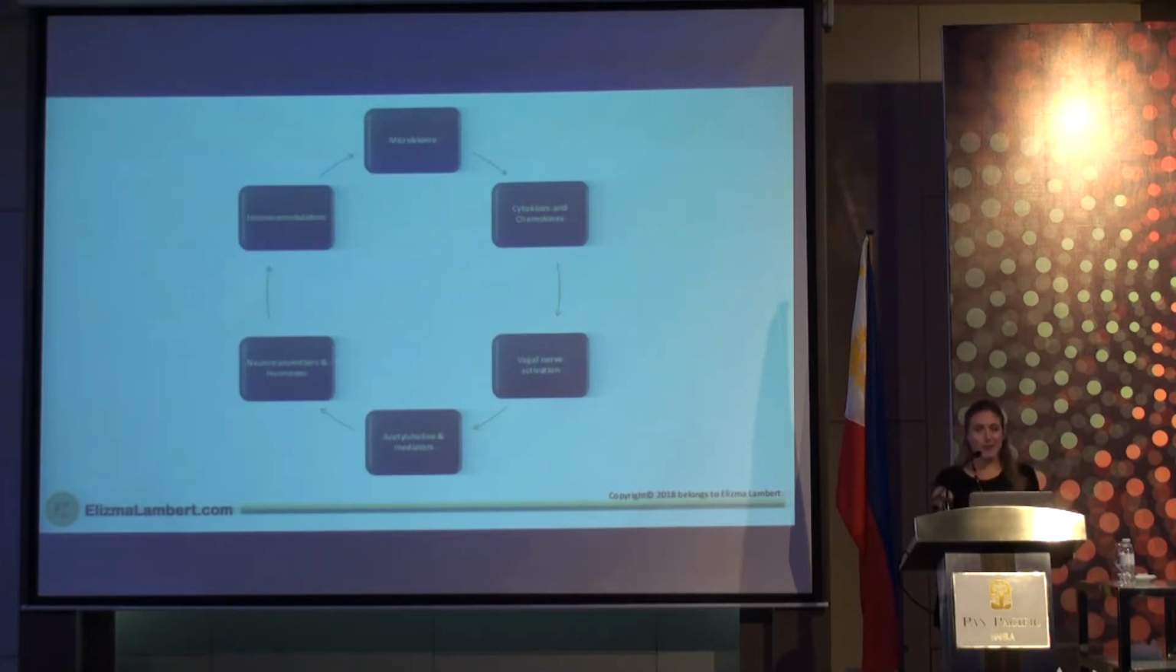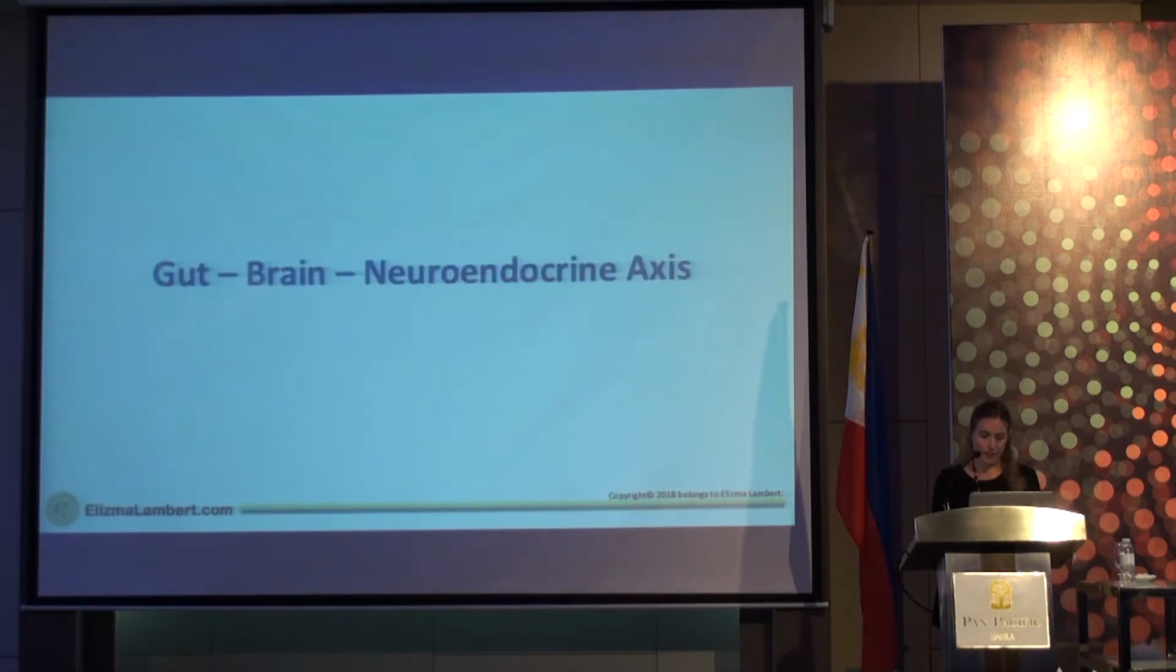So everything is connected. We're not just dealing with a gut, we're not just dealing with a thyroid, we're not just dealing with the brain. All of these things are connected with each other. And like I said, this is also known as the gut-brain neuroendocrine axis, and just illustrates how the gut, the neurotransmitters, and the hormones are all interlinked with each other and the immune system.